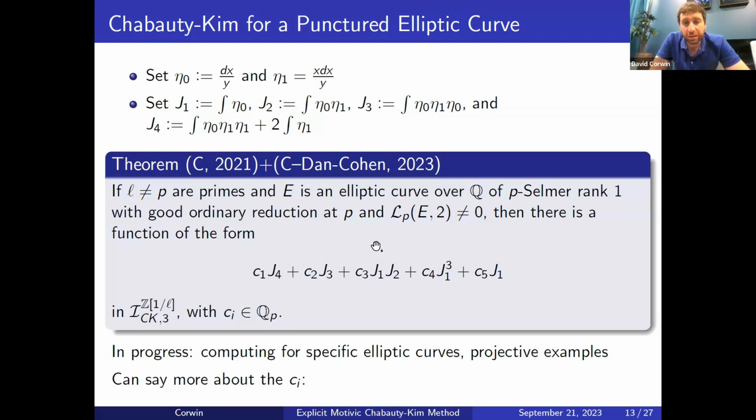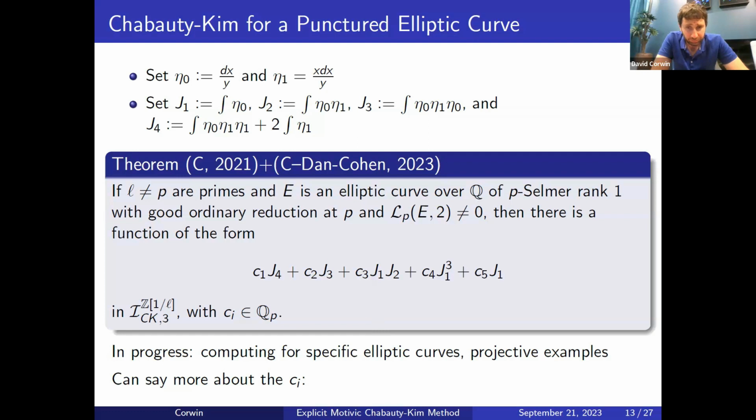You need that the value at 2 of the p-adic L function is non-vanishing. Okay, so what you do is you use that and some Iwasawa theory to show whatever case of Bloch-Kato you need. Then there is a function of a fairly simple form. There's only sort of 5 unknowns, which vanishes on the Z[1/L] points.